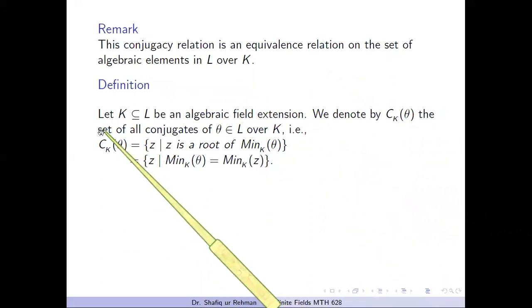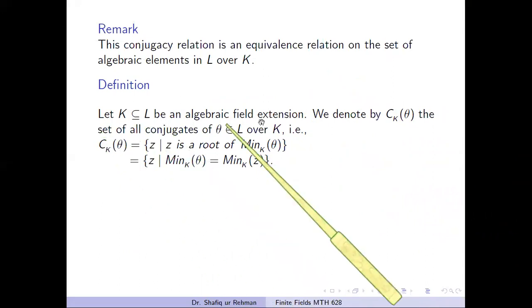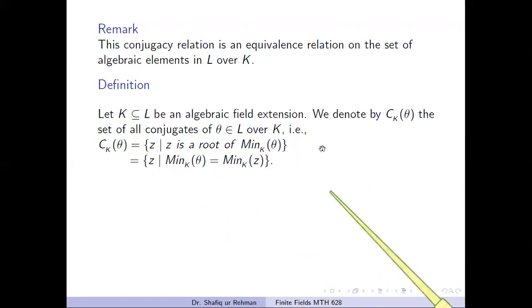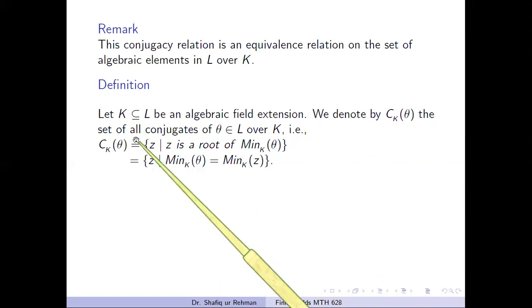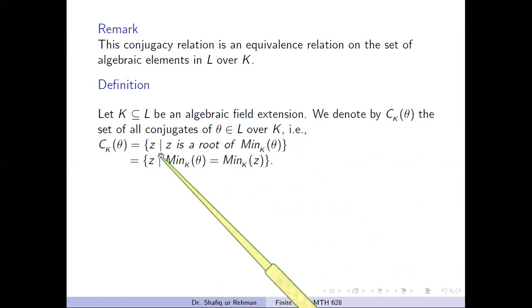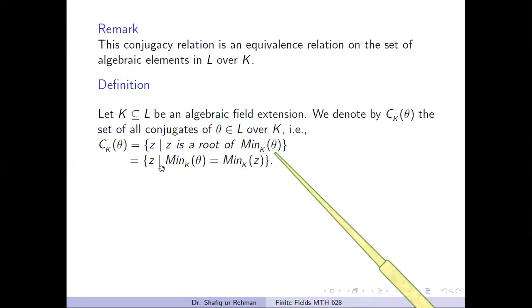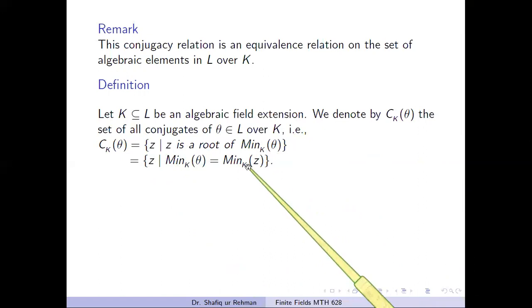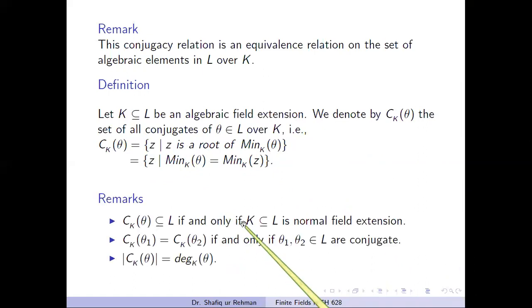Now, for simplicity, we introduce another notion. Let K subset of L be an algebraic field extension. All the elements of L are algebraic over the field K. We denote by C theta K the set of all elements which are conjugate to theta over the field K. That is, all elements which are the roots of the minimal polynomial of theta. In other words, all elements which have the same minimal polynomial over K as theta. We can say that this set, which consists of all conjugates, is contained in L if and only if K contained in L is a normal field extension.